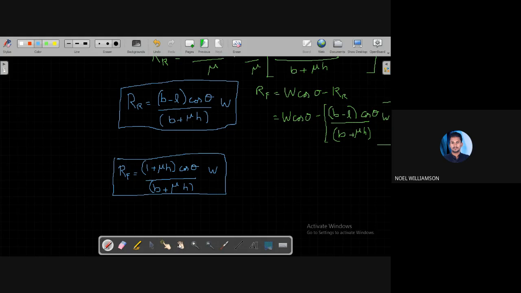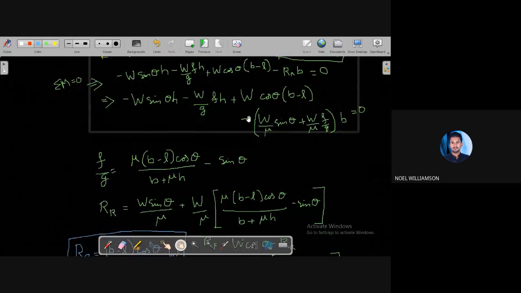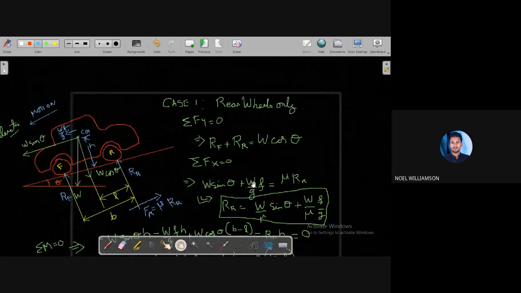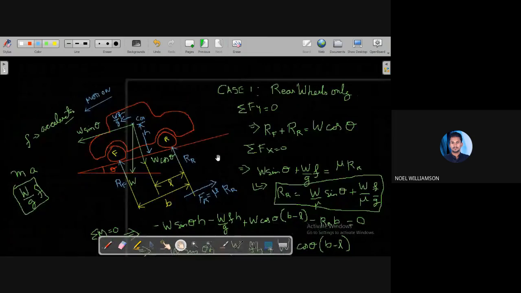Now we may consider the other case, where the braking is applied only to the front wheel. In that case, what forces will act, or how the equations may vary from case one? So we'll see.